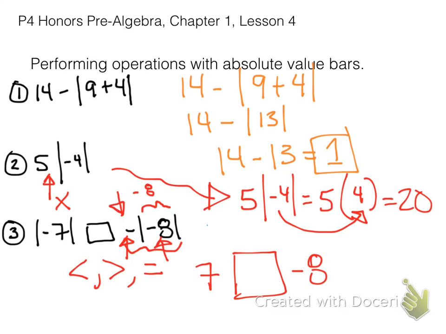So which one is bigger, 7 or negative 8? Well, 7 is greater because it is further to the right. Things that are greater are on the right side of the number line, and things that are smaller or have less value are on the left side of the number line.